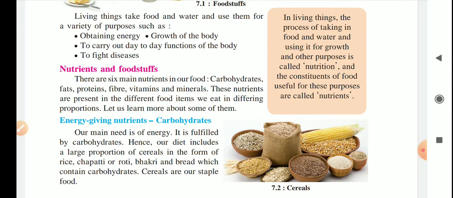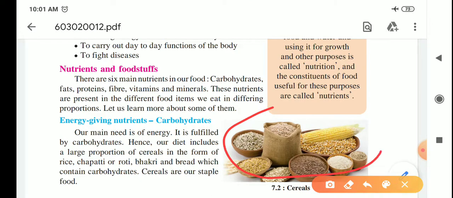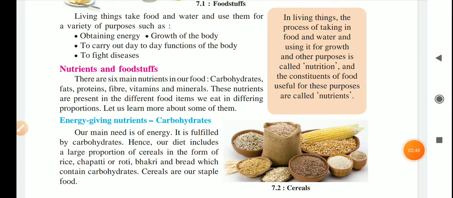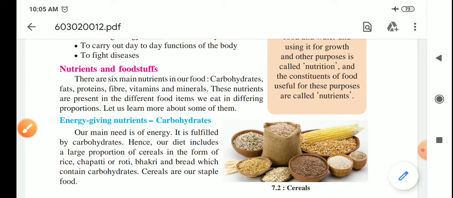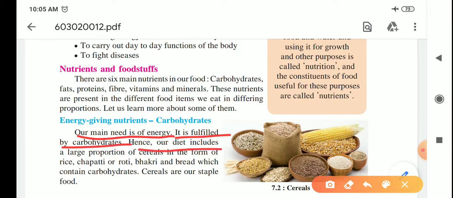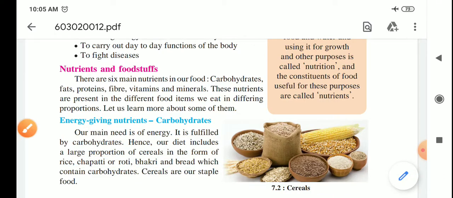So what are the food items that provide us the necessary carbohydrates? These are shown in this image. You can see various types of food items which provide us carbohydrates: wheat, corn, rice, sorghum, barley. So what is the main function of carbohydrates in our body? Our main need is of energy, right? It is fulfilled by carbohydrates. Hence our diet includes a large proportion of cereals in the form of rice, chapati, roti, bhakri and bread. So our main need is energy and it is fulfilled by carbohydrates. This is all about the carbohydrates.